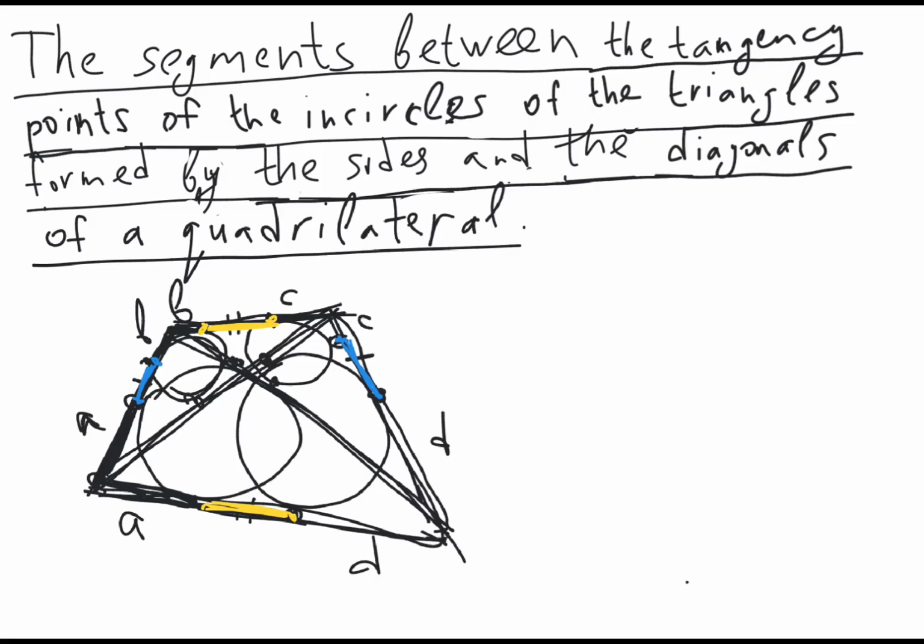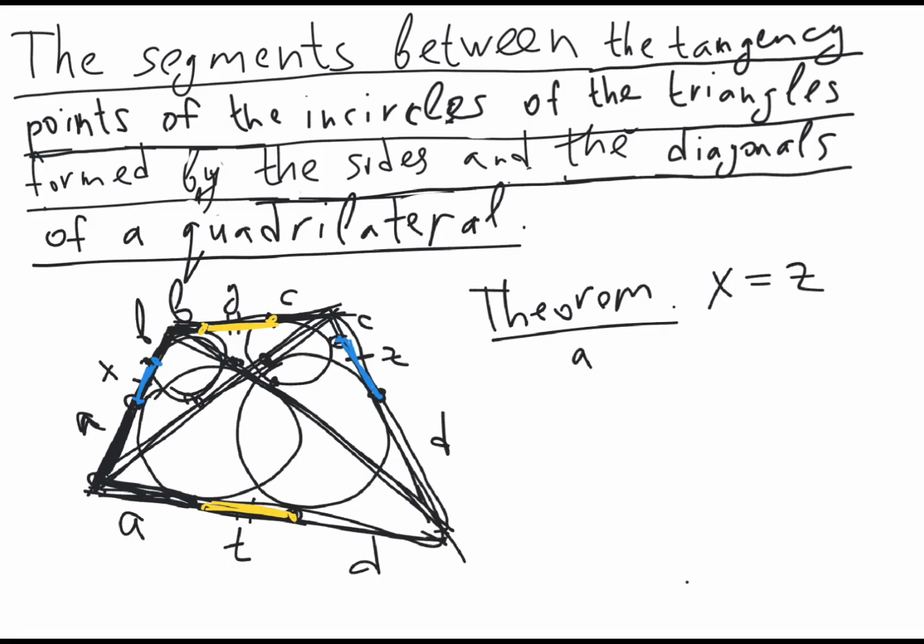And then I will denote these segments on the sides between the tangency points as X, Y, Z, and T. And so the theorem basically says that X is equal to Z and Y is equal to T. So that is the theorem, and so let's prove it.